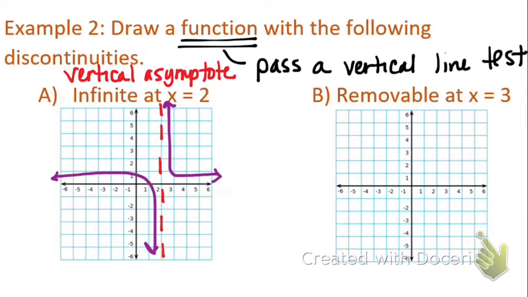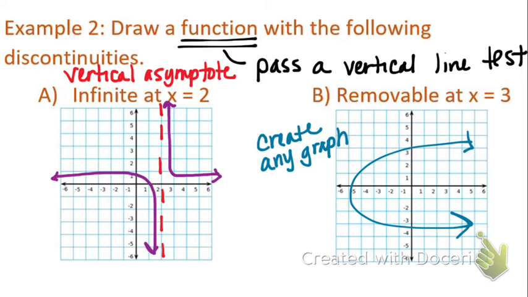So for removable, you just need to draw a graph. You can create any graph. You can be creative. It just has to be a function. So for example, this would not be okay, right? Because that graph is not a function. It doesn't pass a vertical line test. Yes. A parabola is a function. A straight line is a function. You can draw a straight line. You can draw literally anything. It just has to be a function.